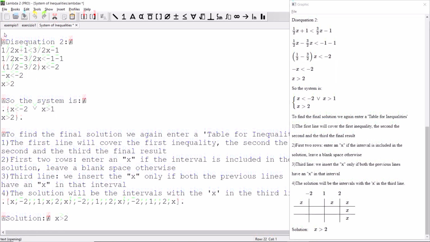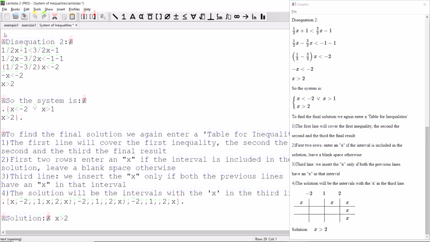In inequality 2, 1/2 x + 1 < 3/2 x − 1. Then 1/2 x − 3/2 x < −1 − 1. (1/2 − 3/2)x < −2. −x < −2. x > 2.